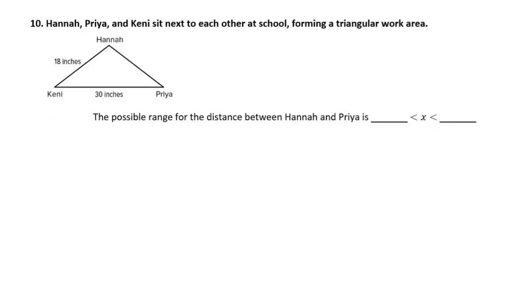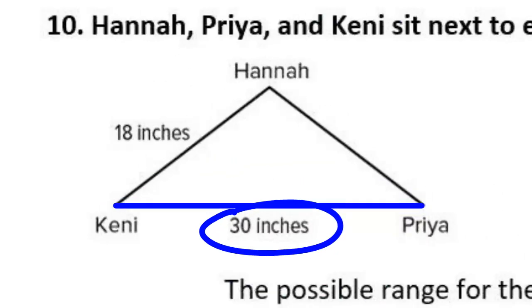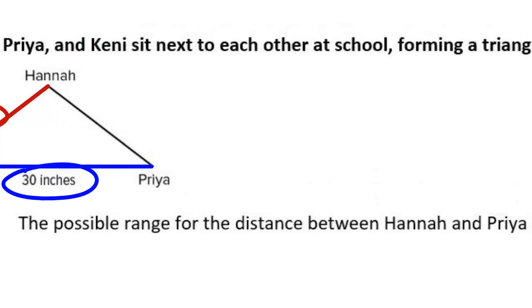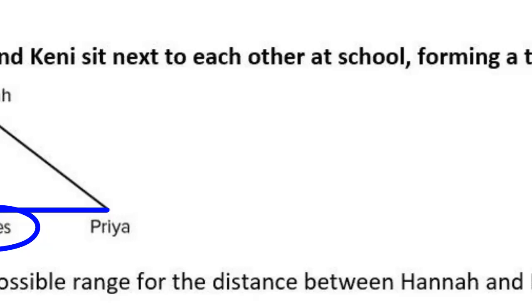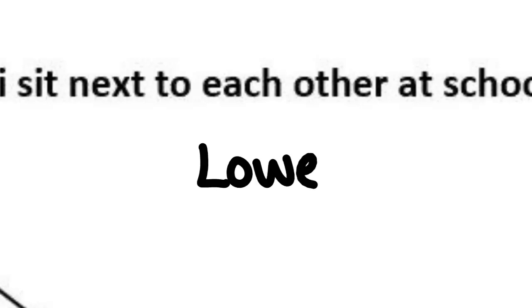Hannah, Priya, and Kenny sit next to each other at school, forming a triangular work area. And I can see from the picture that the distance between Kenny and Priya is 30 inches. I can see that the distance between Kenny and Hannah is 18 inches. I want to know the possible range for the distance between Hannah and Priya so that they actually form a triangle and they're not just sitting like in a line together. So to find my lower boundary, this is another thing that was on that video from the very first day after break. So I need to find my lower and my upper boundaries.